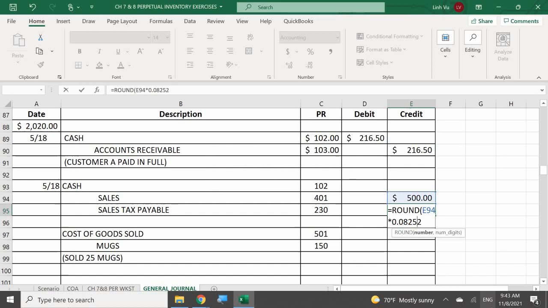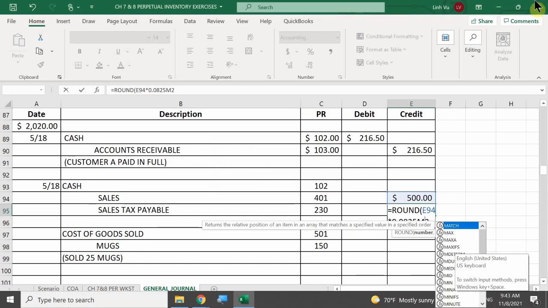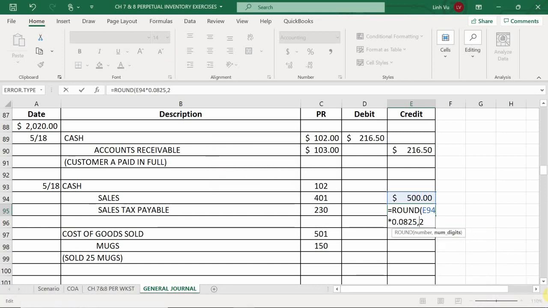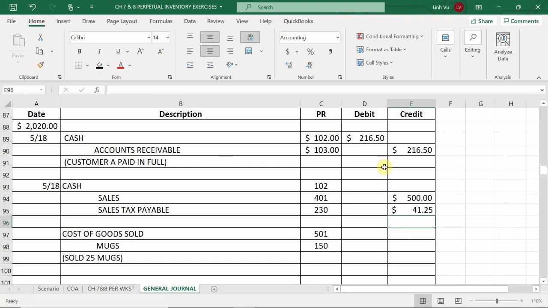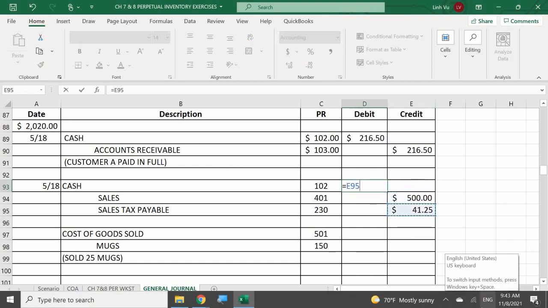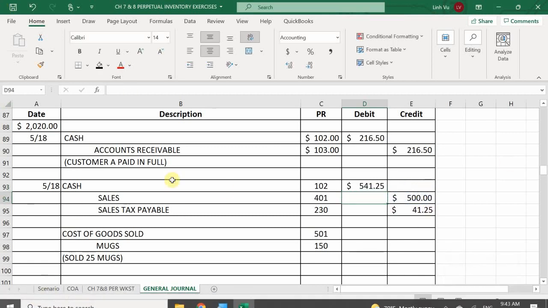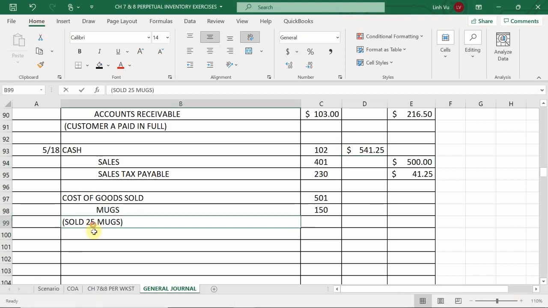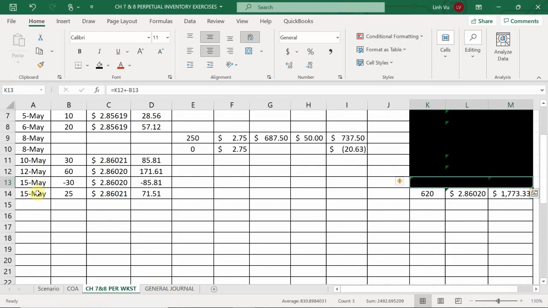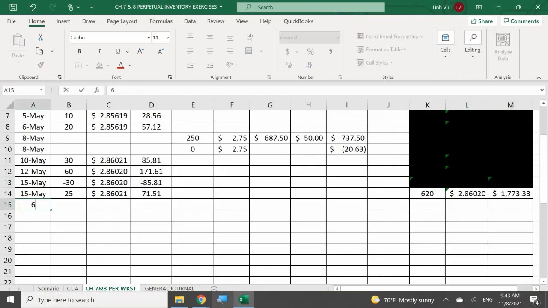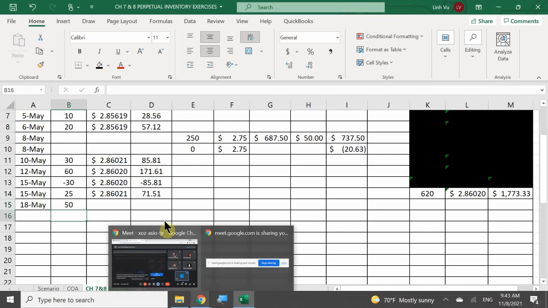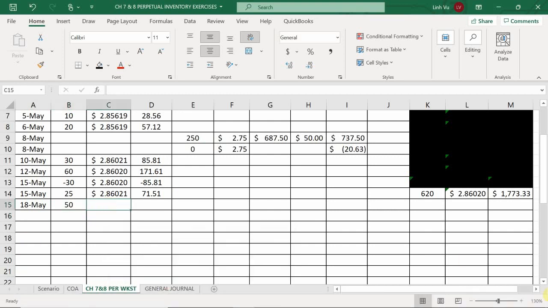Giving me a grand total cash. 500. 41.25. There you go. Good. Give us a total cash of 541.25. Okay. So in this case, we sold 50 mugs, right? So now we need to calculate the cost of goods sold. Let us go to the inventory worksheet. It is May 18, and we sold 50 mugs. Okay. So in this case, if I sold 50 mugs, at what cost?